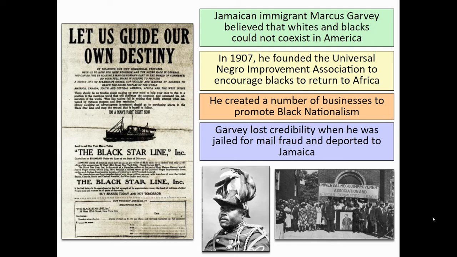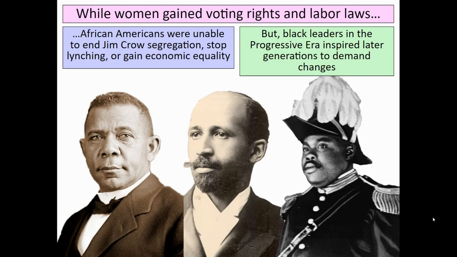This one will fail because not many people are going to go, because most people say, I've lived here my whole life. I don't know anything about Africa. Why would I want to go? I'd rather stay here. He does, however, create a number of businesses promoting Black nationalism, and some of his ideas are going to be borrowed upon by another famous African American by the name of Malcolm X, who is initially going to talk about this idea that Blacks and whites can't coexist. Garvey will lose credibility. He will be put in jail for mail fraud and eventually deported back to Jamaica, but he still does have a great impact upon the African American community.